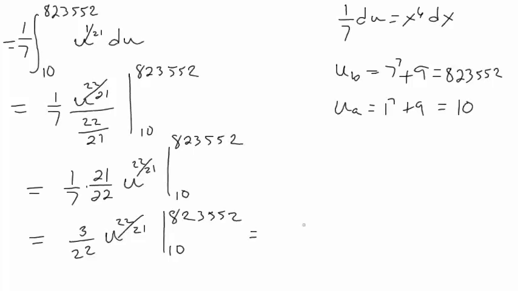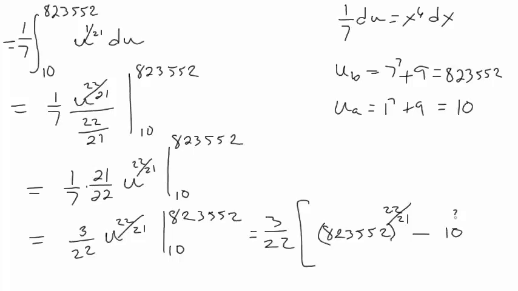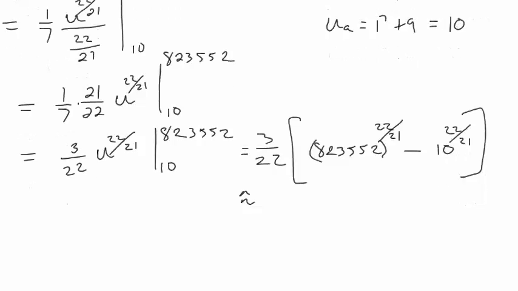So we go ahead and plug this stuff in. I'm going to leave this guy outside in the cold. Plug in this huge number: 823552 raised to the 22 over 21 minus, here's a nice number, 10 raised to the 22 over 21. Alright, so we can write approximately now, rounding to 2 decimal places.